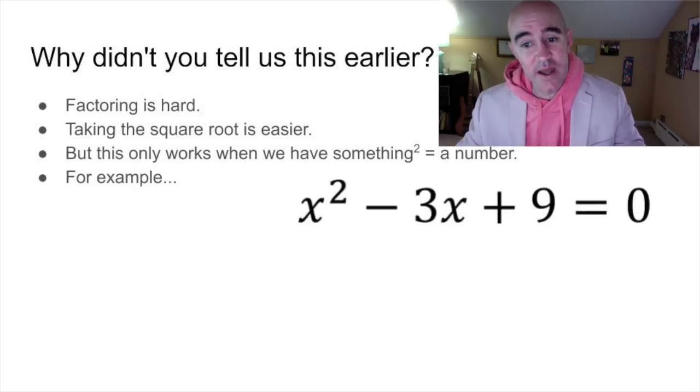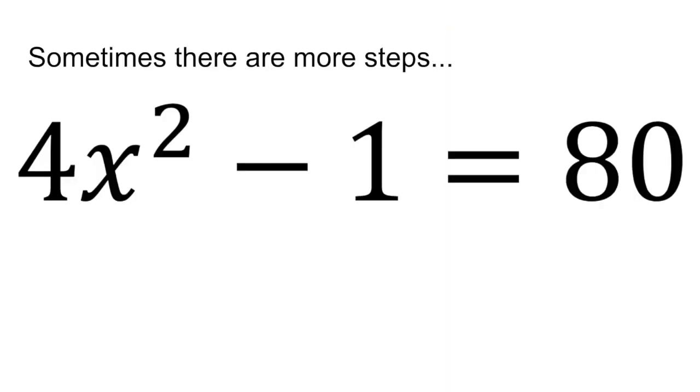For example, if we had x squared minus 3x plus 9 equals 0, we could try to use inverse operations. So we'd have subtract 9 from both sides, get x squared plus 10x equals negative 9. But then we're a little bit stuck because we don't have something squared on the left. Now tomorrow, we're going to see something we can do to get something squared on the left. But for now, we're kind of stuck, so we can't really use this method. Right? We don't know what to do. Sometimes there are more steps. Let's take a look at this one.